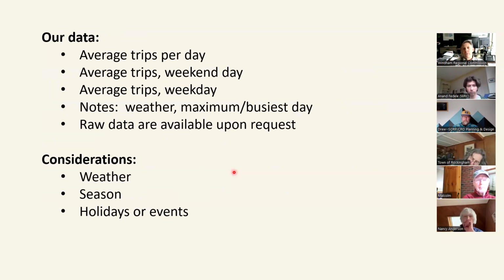So our data that we provide gives average trips per day, but then we also break it down into average trips for weekend days versus weekdays. We'll also include notes in general on the weather. So if it's a particularly rainy period or hot or very cold period, we'll put that information in there. And sometimes we'll put information on the busiest day of our count period, because an average is just that, average, but some days are much higher than the average.